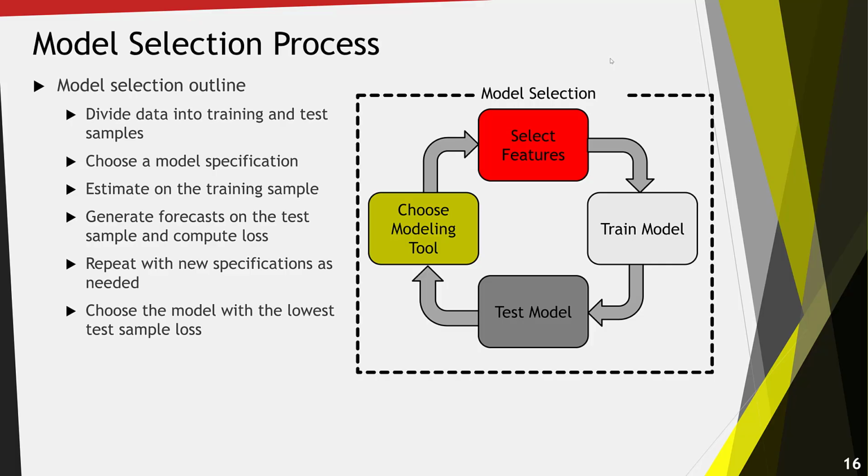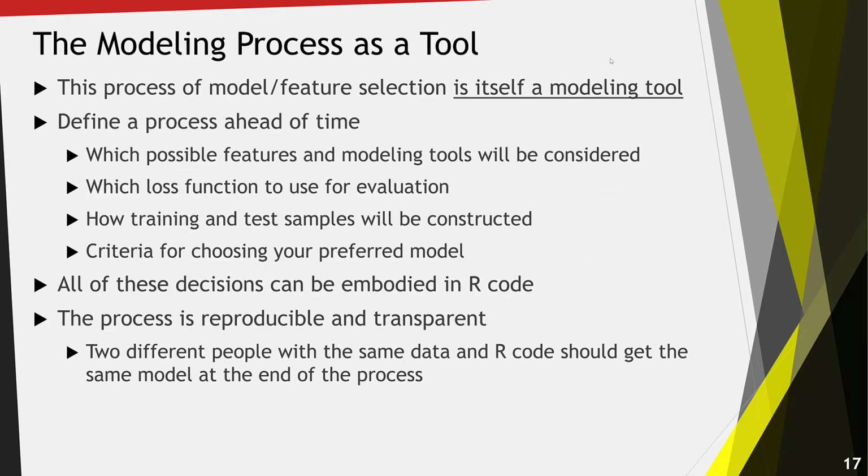Again, you'll divide your data into training and test samples. You're going to choose some kind of model specification. You're going to estimate that model on the training sample, use that model to generate forecasts on the test sample, and compute the value of the loss function on that test sample. Then you'll repeat with new specifications as needed, and you're going to choose the model with the lowest test sample loss.